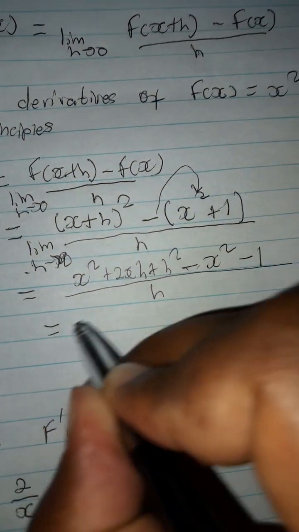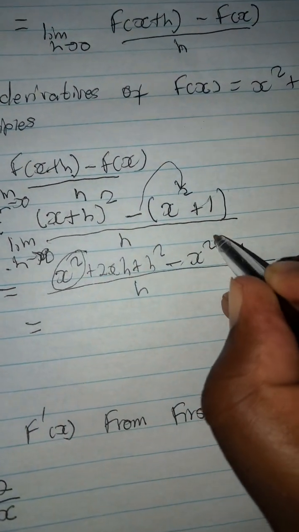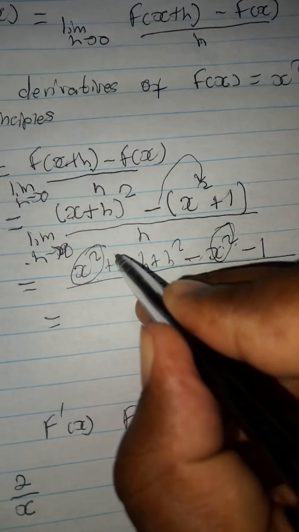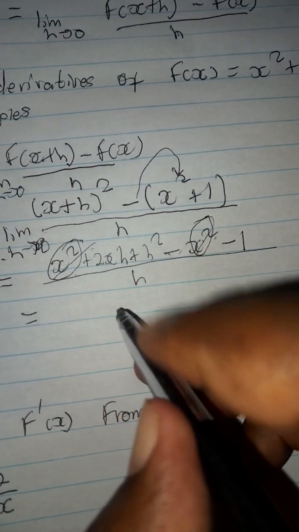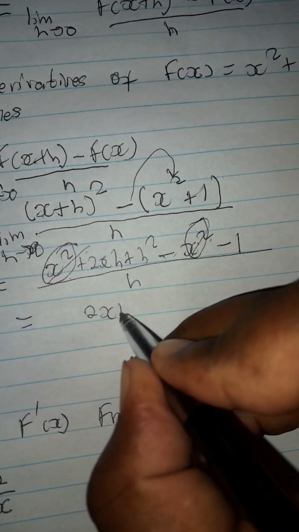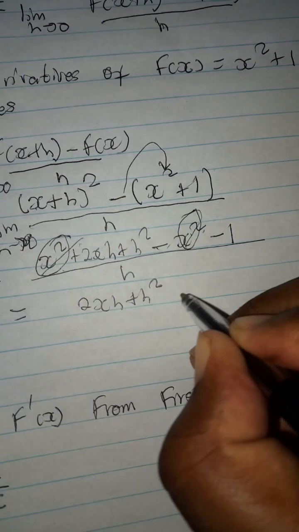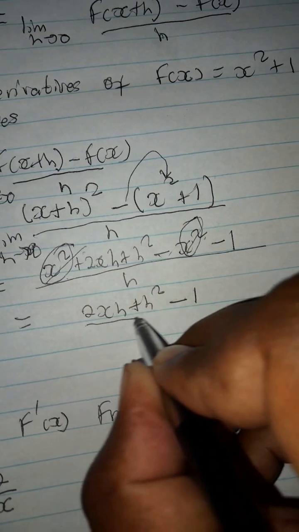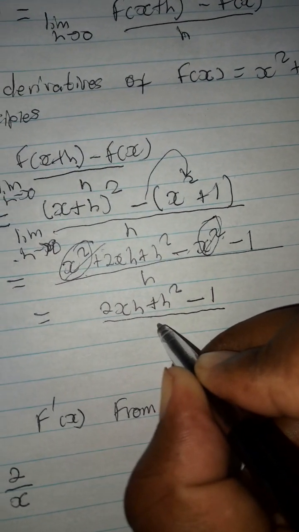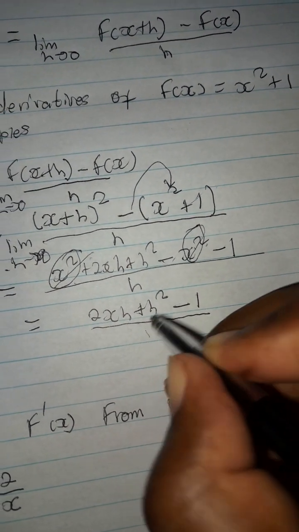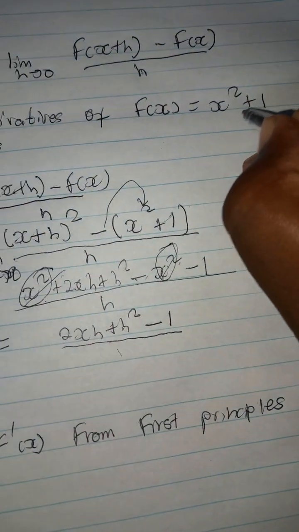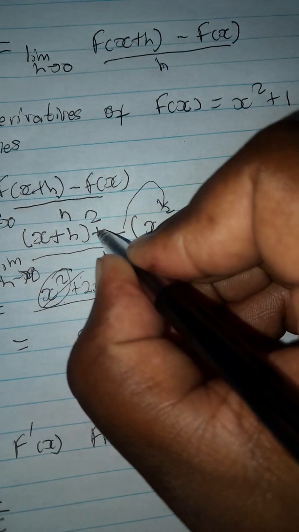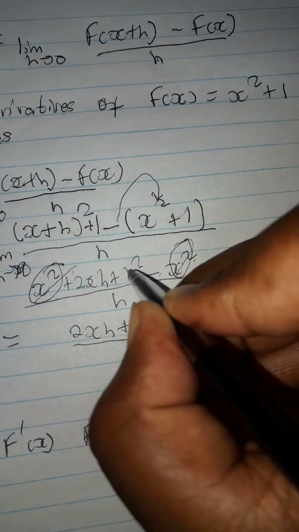From there, we will have to collect like terms. You can see, guys, the like terms are x squared and x squared, which will give you 0. So we'll cancel this. What are we left with? We're left with 2xh plus h squared minus 1 divided by h. Oh, I made a mistake somewhere here. I could see that this was x squared plus 1, so it was supposed to be plus 1 here as well. Sorry for that.